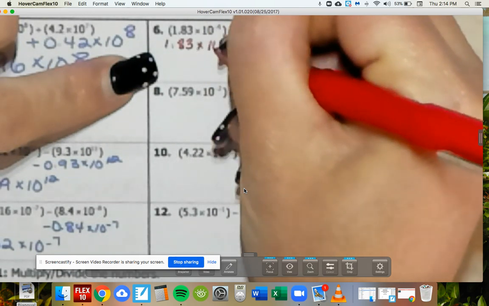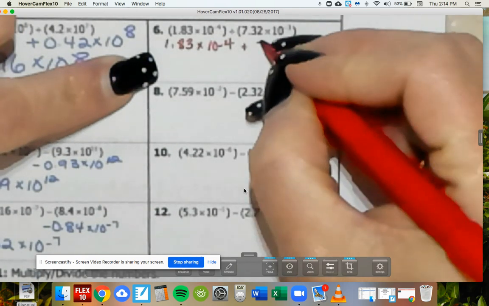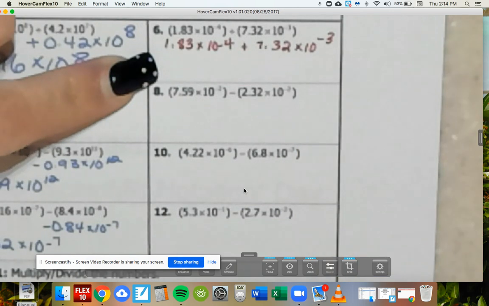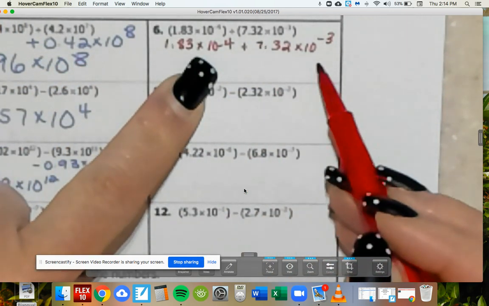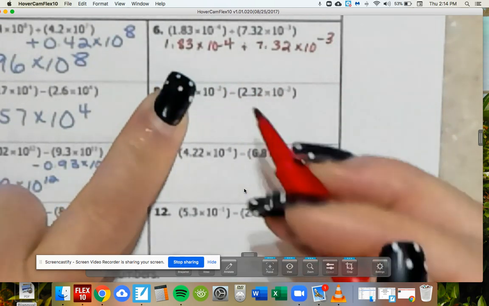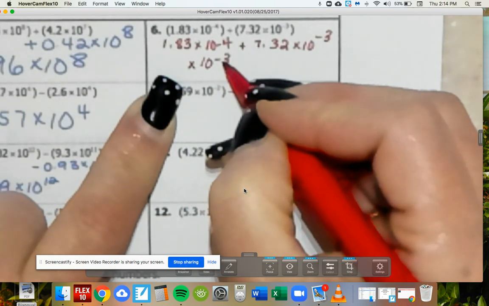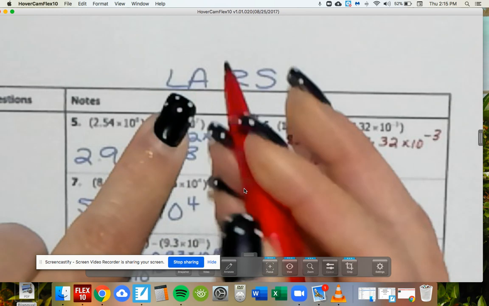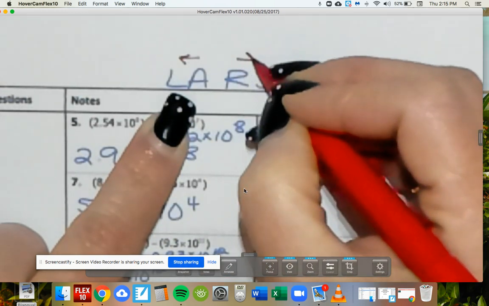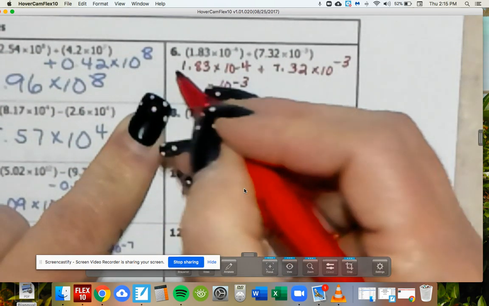1.83 times 10 to the negative 4, adding 7.32 times 10 to the negative 3. Okay, they don't match. I have a negative 4 and a negative 3. Which one's bigger? Negative 3. So we're going to convert the negative 4 to a negative 3. You have to add 1. Remember, when you're adding, decimal moves left. When you're subtracting, the decimal moves right. So we're adding, decimal moves left.